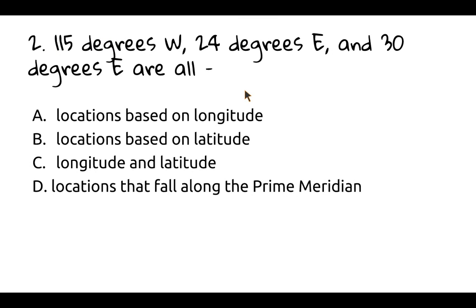All right, number 2. 115 degrees west, 24 degrees east, and 30 degrees east are all A, locations based on longitude, B, locations based on latitude, C, longitude and latitude, or D, locations that fall along the prime meridian. Please pause and figure out this question.